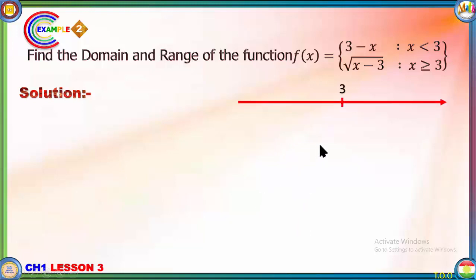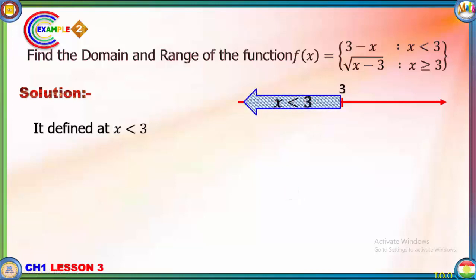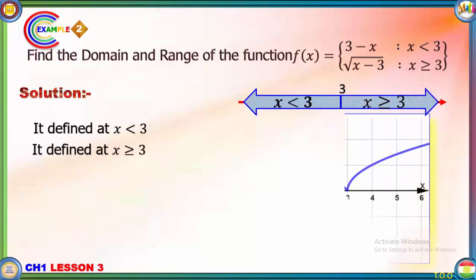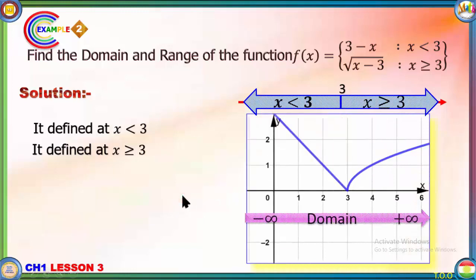Example number 2 supplies the function in two parts. The first part, 3 minus x, is defined at x less than 3, and the part square root of x minus 3 is defined at x bigger or equal to 3. Therefore, when we draw the graph, you can see that the domain is all real numbers, or from minus infinity to positive infinity.